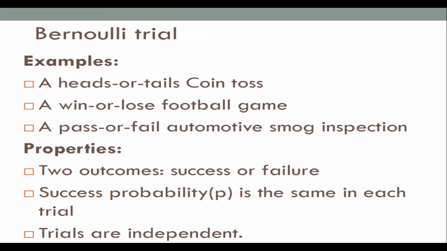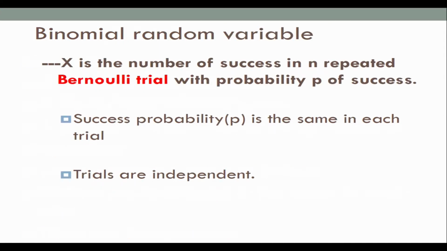Those are Bernoulli trials. And the binomial random variable is defined based on the Bernoulli trial. If X is the number of successes in n repeated Bernoulli trials with probability p of success, X is a binomial random variable.